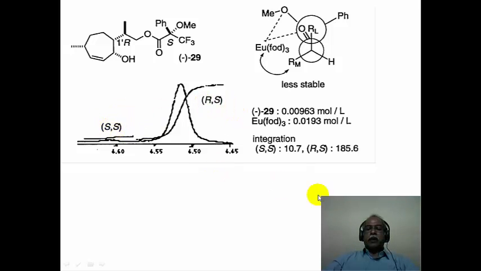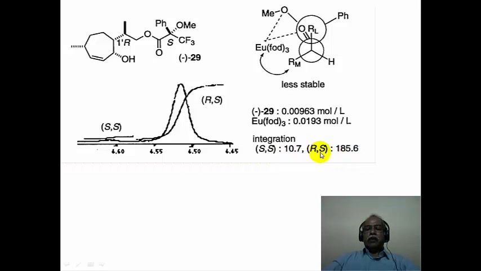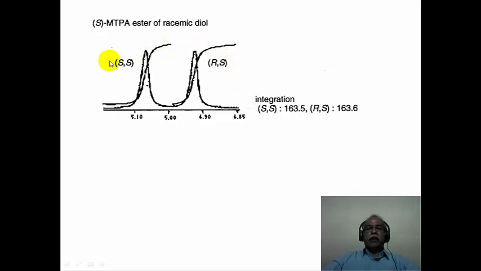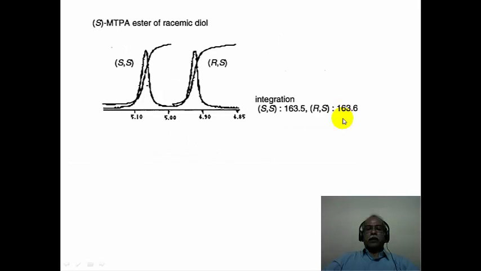So the SS isomer is a minor isomer here, whereas the RS isomer is a major isomer in this particular mixture. Whereas if you take the opposite mixture, namely the SS being higher here, the integration ratio tells us that this is the ratio of 179:23, whereas this is in the ratio of 185:10 as far as the two diastereoisomers are concerned. Here a combination of Mosher-Stahl along with the europium F43 is used to distinguish and separate the two diastereoisomer signals in the NMR spectrum. On the other hand, if you take a racemic mixture, you get a 1:1 signal intensity ratio for the racemic ester along with the europium F43 being added to the mixture for the separation of the signal.